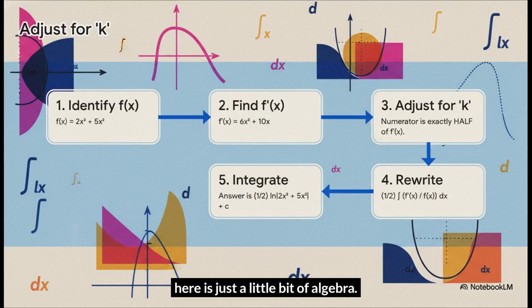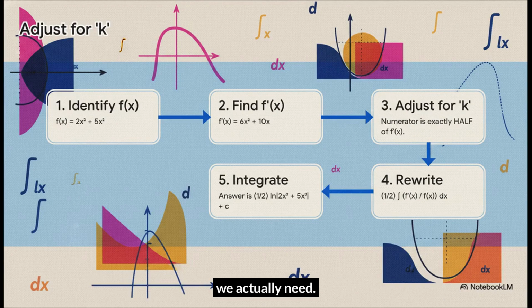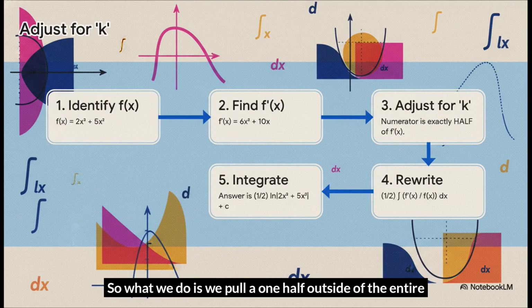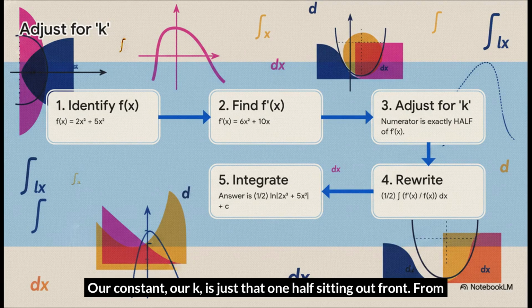The secret here is just a little bit of algebra. As you can see, our numerator is exactly half of the derivative we actually need. So what we do is we pull a 1/2 outside of the entire integral. We're essentially balancing the equation. And by doing that, what's left inside the integral is now a perfect f prime over f situation. Our constant, our k, is just that 1/2 sitting out front. From there, it's business as usual. We integrate and just make sure to keep that constant in our final answer.